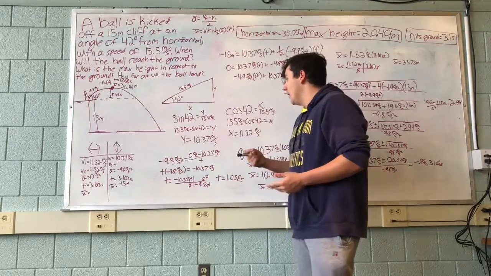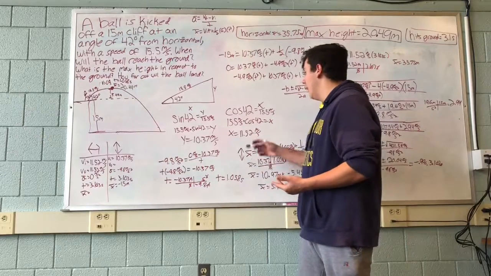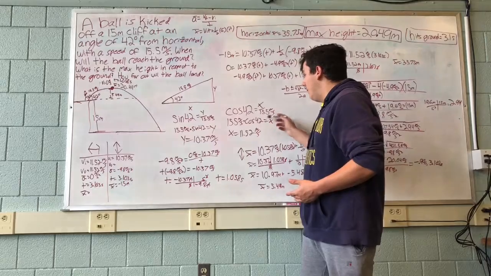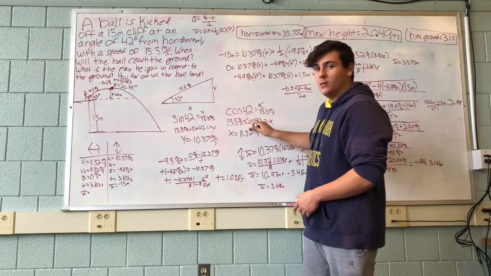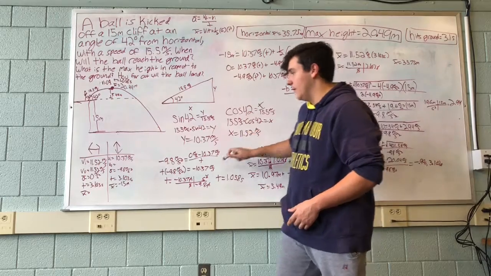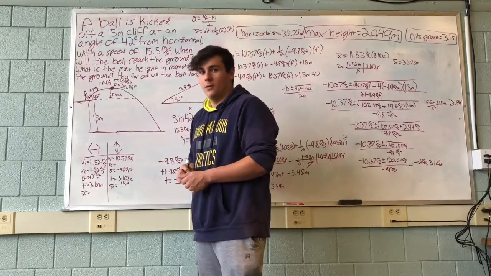And then for horizontally, you would do the same thing, but with cosine. Cosine 42 equals x over 15.5 meters per second. 15.5 meters per second times cosine 42 equals x. X is equal to 11.52 meters per second. So that's your initial velocity horizontally.